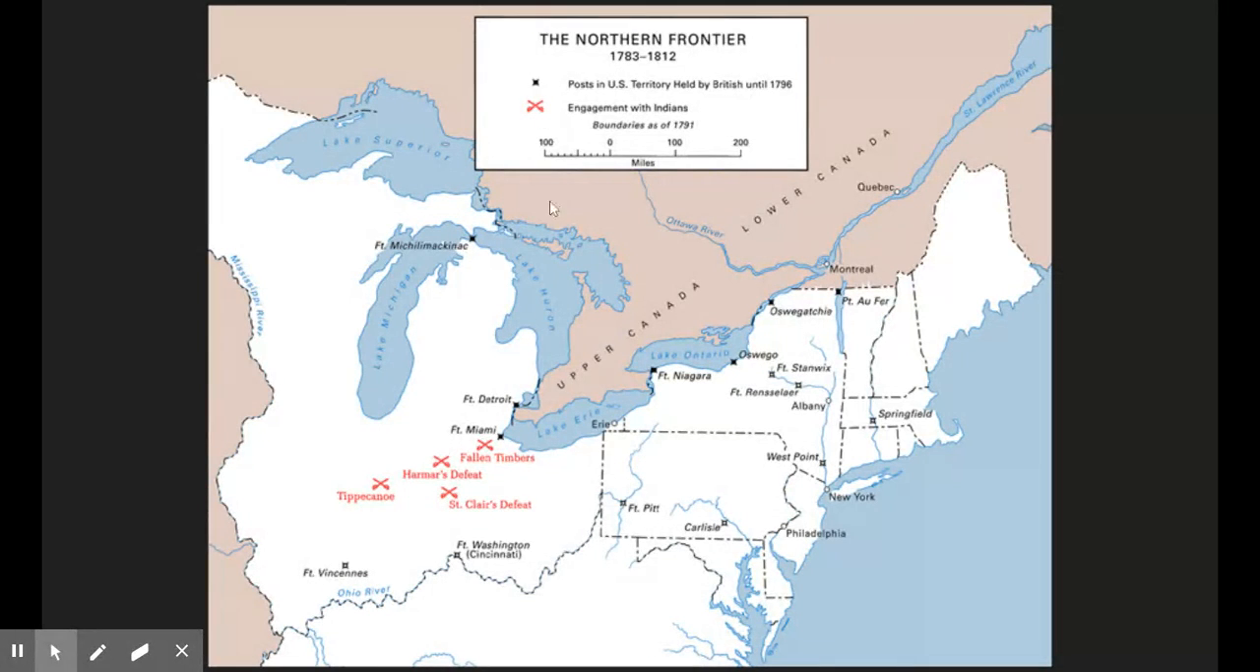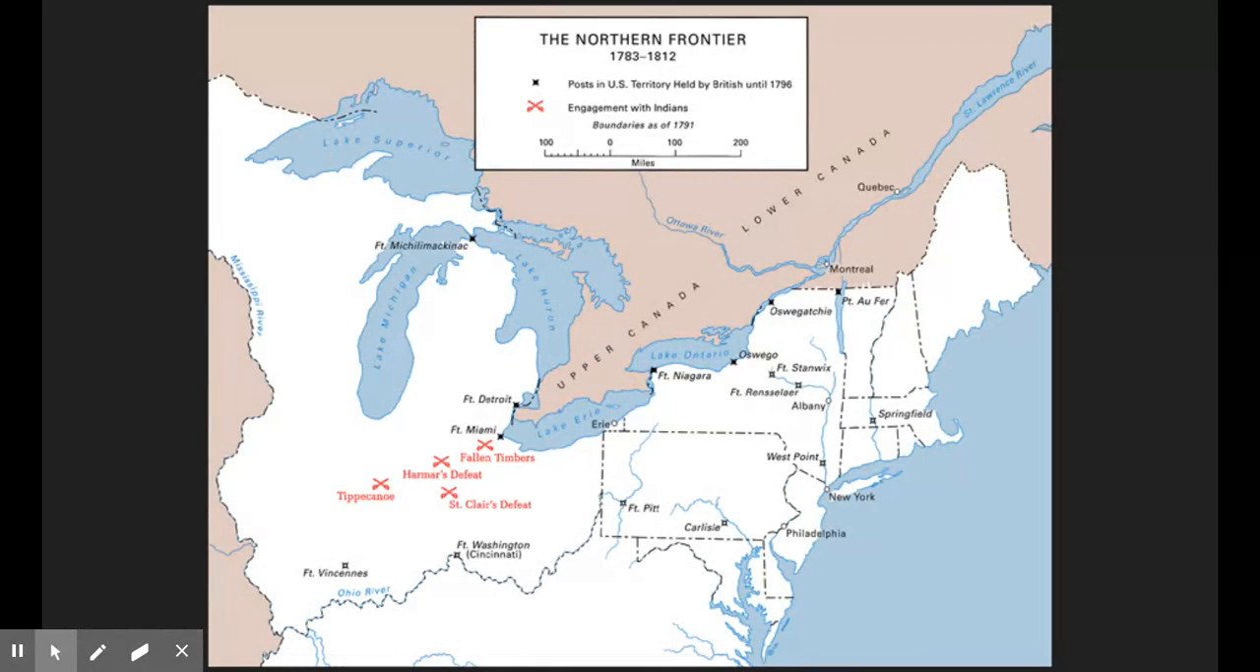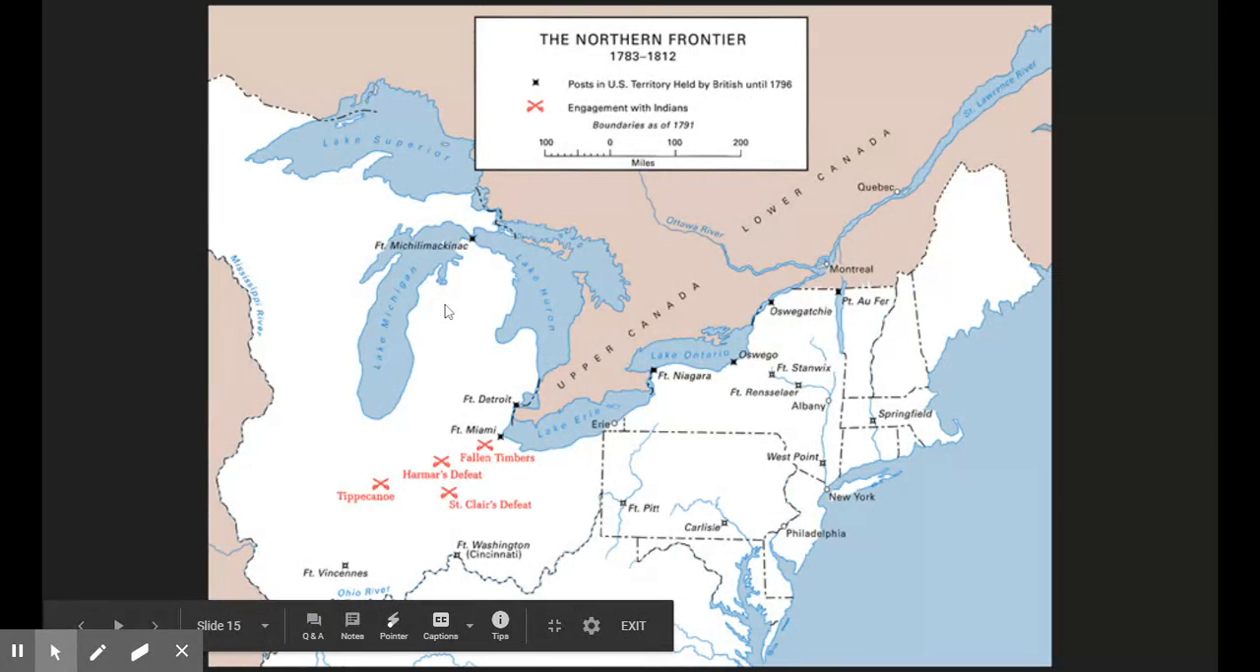The red X's here, the crossed swords, are engagements with Indians. These are U.S. military engagements with native tribes here in the Northwest region. When we did our work with the Articles of Confederation, we looked at one of the few positives to come out of them: the Northwest Ordinance, the idea of taking empty land, new territory, and turning it into states. So this is the Northwest, if you think of the original 13 states.